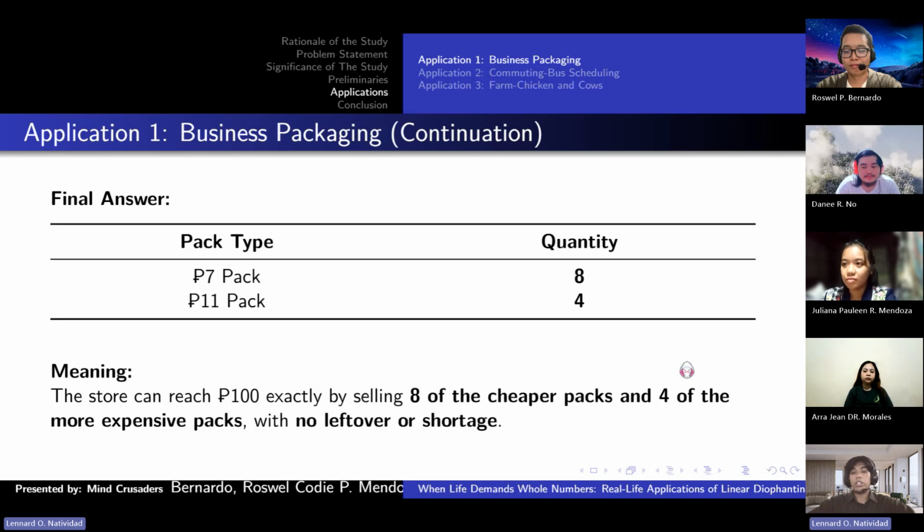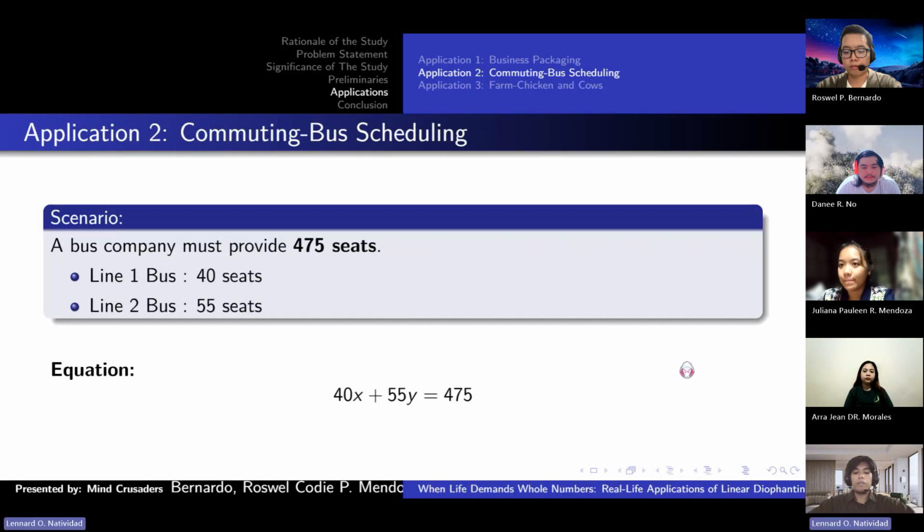This avoids guesswork and helps in pricing and packaging decisions. For our application 2, we will be using a transportation example. The goal is to provide 475 total passenger seats. And here we have two kinds of buses. Line 1 buses seat 40 people each. Line 2 buses seat 55 people each. For our representation of the equation, it will be 40x plus 55y equals 475.